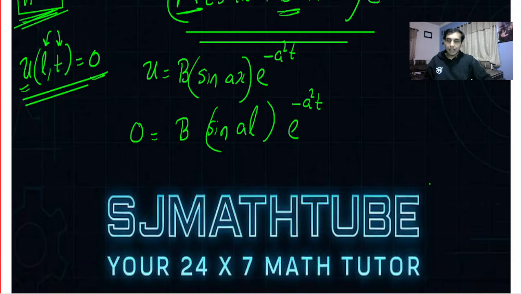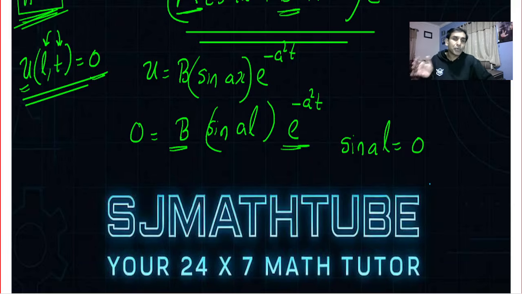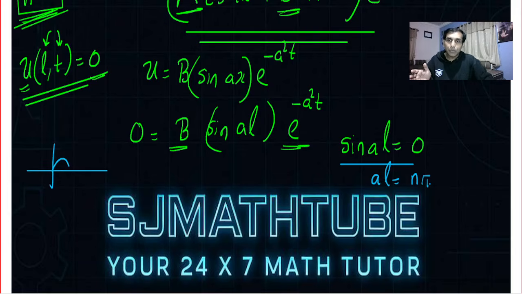Now look at this. B cannot be 0. If B equal to 0, you'll end up with the trivial solution. And the exponential cannot be 0. So the only possibility is that sine al will be equal to 0. And from trigonometry, you know that this means al will be equal to n into pi. A trigonometric function like sine will vanish at every multiple of pi. Look at this: 0, pi, 2 pi, 3 pi, 4 pi. So at every multiple of pi. That means I got the value of small a, n pi by l.